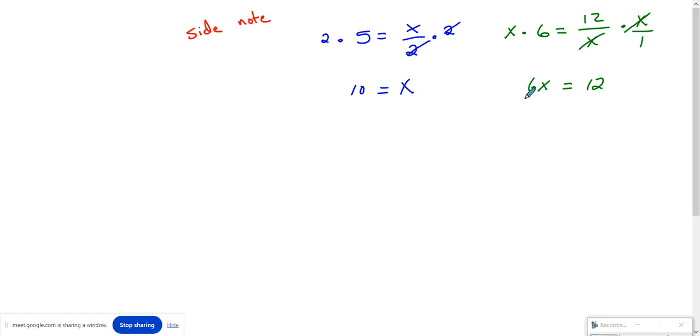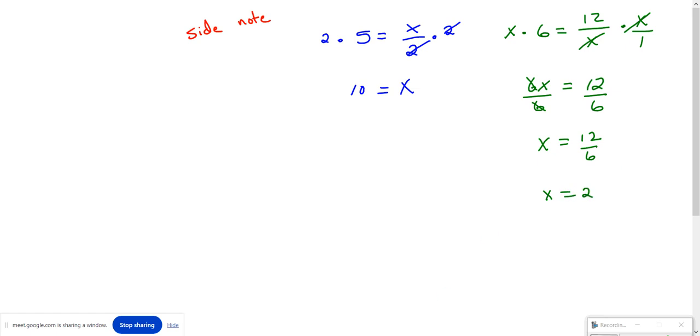Now we can solve to get the x by itself by getting rid of the 6 by dividing. So the 6's would cancel on this side, leaving me with just x. On the right-hand side, we have 12 divided by 6. In this case, that works out evenly as 2.